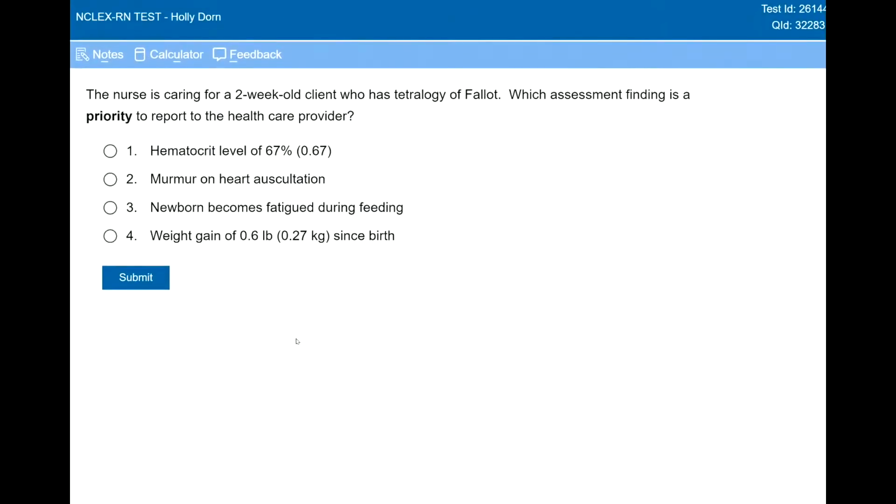So we know, like I said, that all these options are realistic for this client to be experiencing, but we want to look at and evaluate which of these poses the greatest risk to our client in terms of their airway, their safety, all of those things. So we want to identify which of these is that. Based on what I know about this condition, I am going to select my answer here, and we will submit.